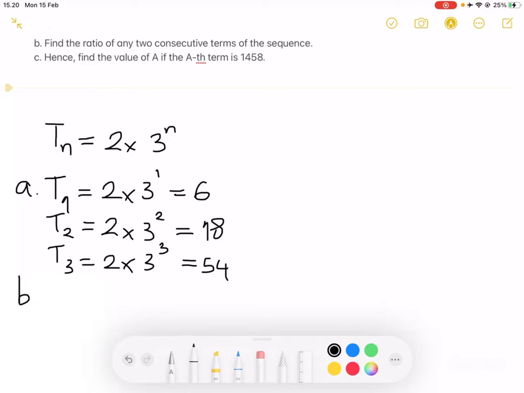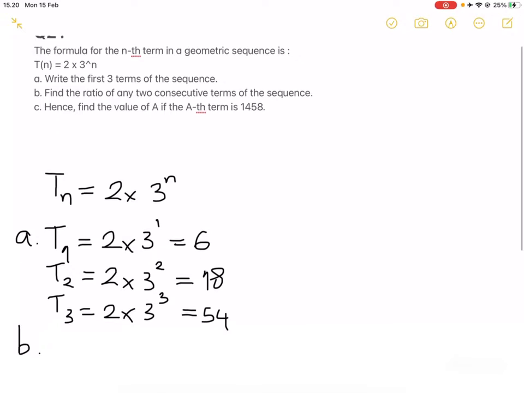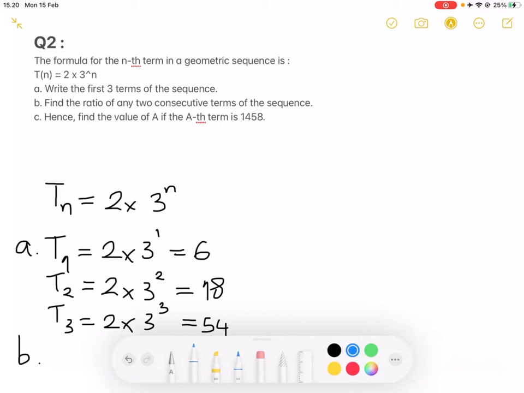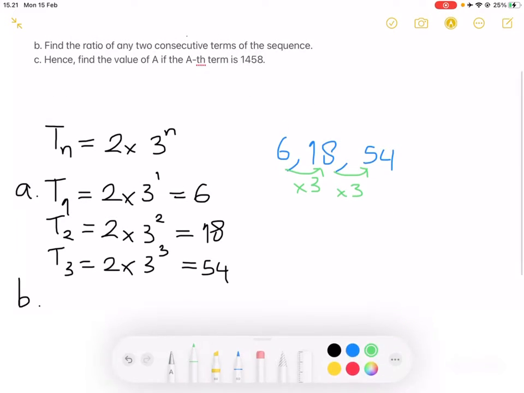And then for B, find the ratio of any 2 consecutive terms of the sequence. So if you notice the pattern of the first 3 terms that I just wrote, 6, 18, and 54, and what I mean by ratio is the number that you are multiplying or dividing to get the next term. So in this case, the ratio is pretty simple. The ratio is noticeably 3, because you multiply by 3 to get the next term. So for B, the ratio is 3.